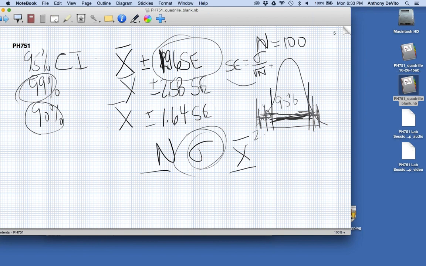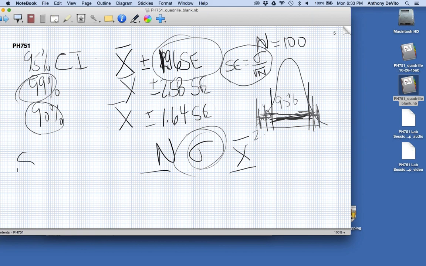But in order to calculate the standard error correctly, we need to know the population standard deviation. And if we don't know the population standard deviation, what are we going to do to estimate it? Well, there's only one other thing that we can do. We use the sample that we took to calculate the standard deviation of the sample. And just like the mean, the standard deviation of the sample approximates the standard deviation of the population.